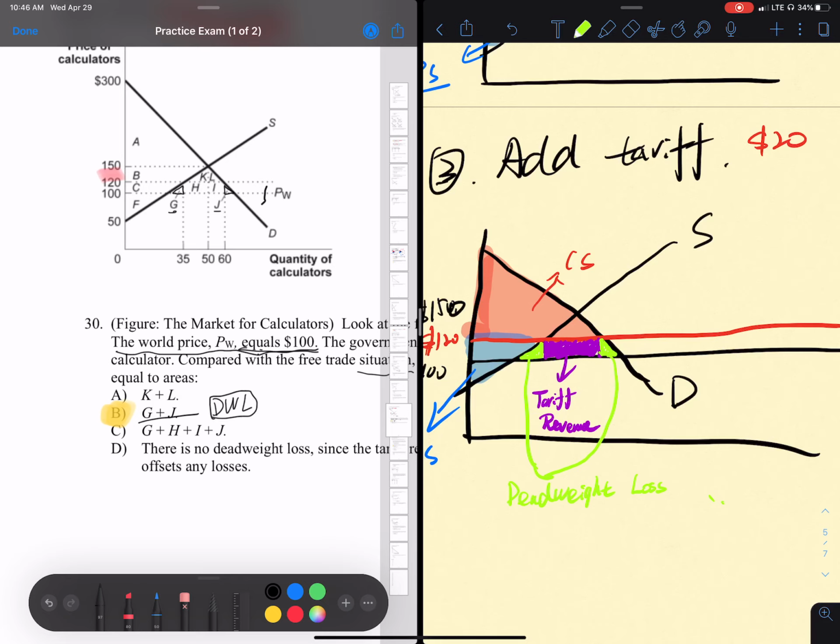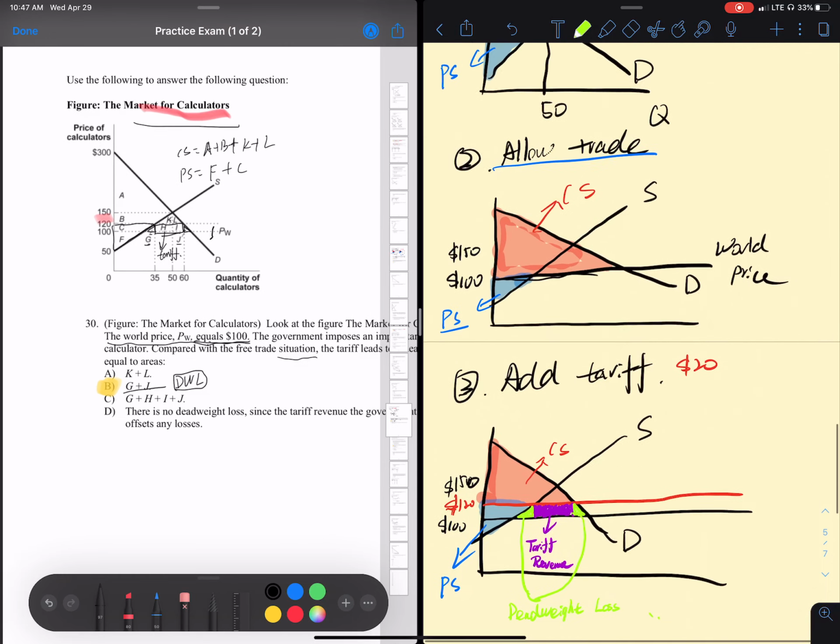So if they ask about it, H plus I is your tariff revenue. And what is the consumer surplus? It's A plus B plus K plus L, right? And what is the producer surplus? It's F plus C, right? A, B, K, L is the consumer surplus, then producer surplus, tariff revenue, deadweight loss. That's all for these questions.